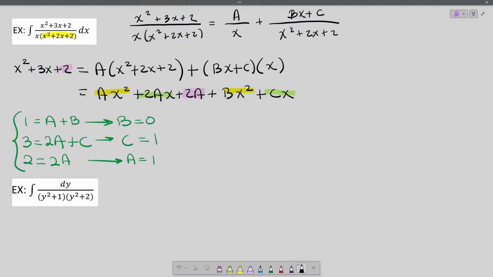So our integral, if we call the thing w, can now be rewritten as the integral of 1 over x plus, let's see, b is 0, that's cool. And then we have 1 over this. So we've got that.